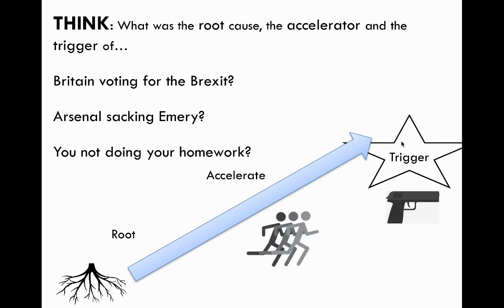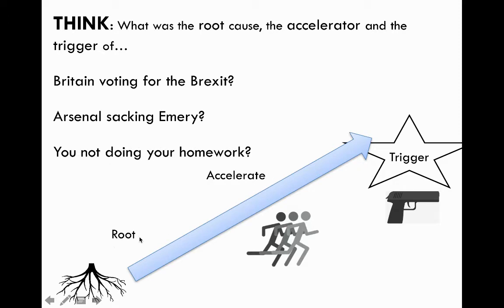Back to the activity. We've got three completely different random events. I want you to think, what would be the root cause, the origins? What would be the accelerator? What would be the trigger of that event happening? Pause it and have a think for yourself. I'm going to talk through maybe one of them. Let's say you not doing your homework. We've got a root, an accelerator, and a trigger.